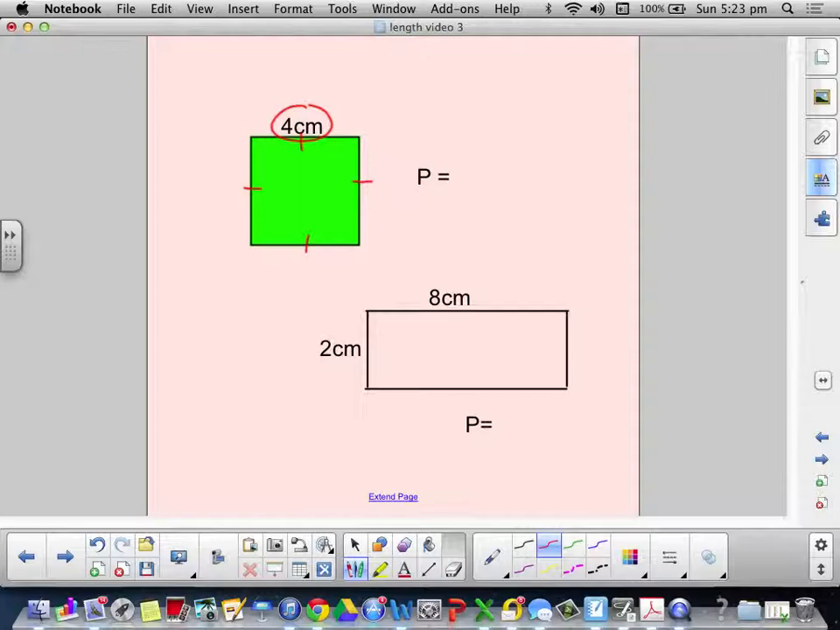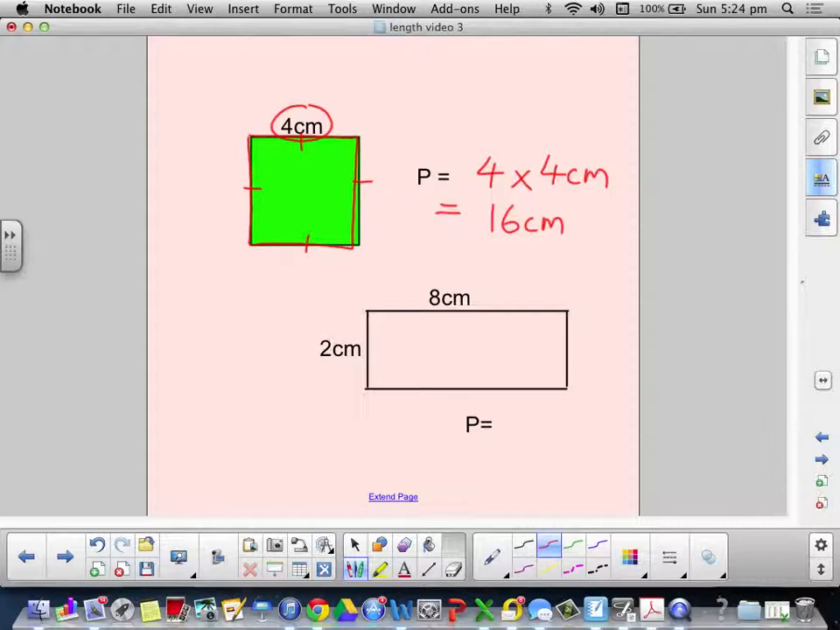Well, if you can do a multiplication, you can work it out this way. We know there's 4 sides, and 4 times 4 centimetres, well, that's going to give us 16 centimetres. Okay, so we've got 4 plus 4 plus 4 plus 4 gives us 16 centimetres there, or 4 times 4.